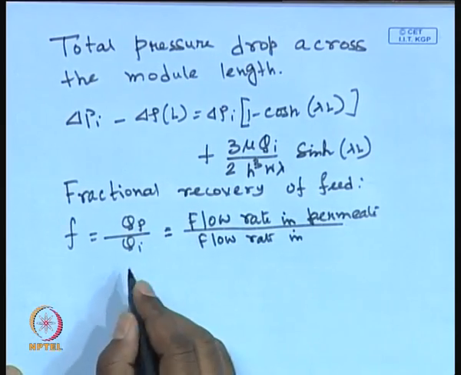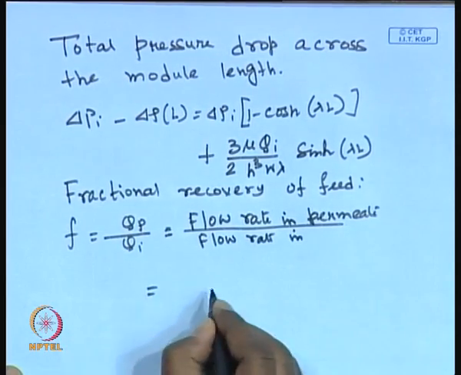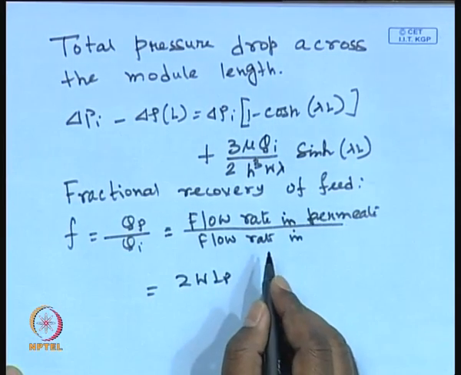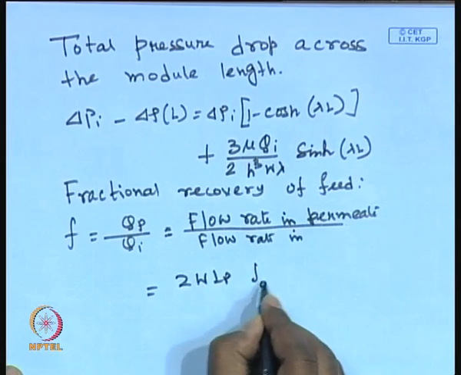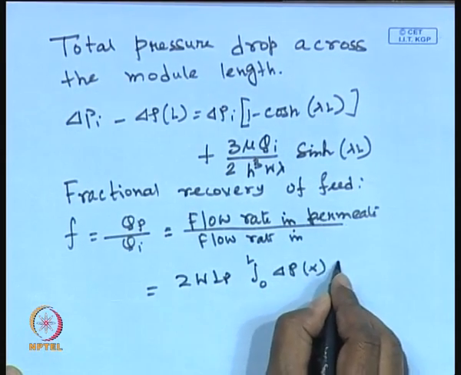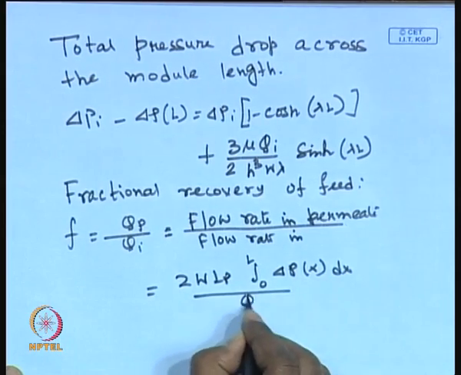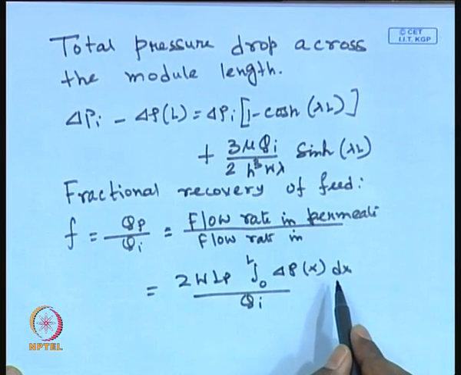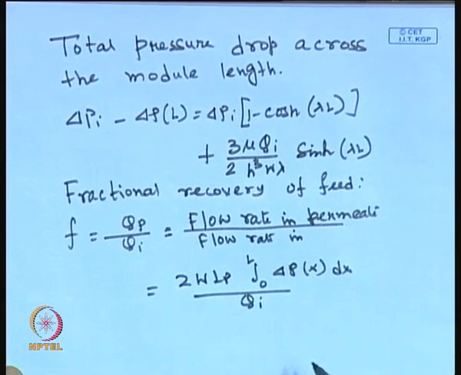So, this becomes 2 W Lp. In this case, since delta p is a function of x, you will be having the integral from 0 to L of delta p(x) dx divided by Qi. Now, you have the expression of delta p as a function of x, just substitute there, and one can get this expression of fractional recovery of feed over the complete module. Again, I am giving you the final expression.